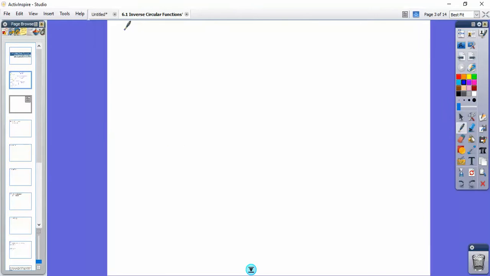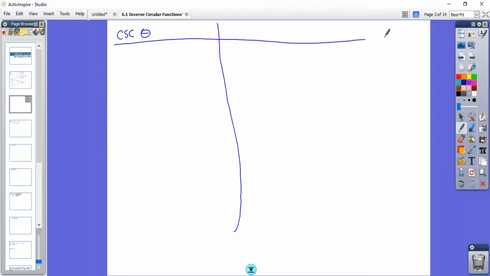Okay, looking at our reciprocals, cosecant. Oh, that is really crooked. Not much better.